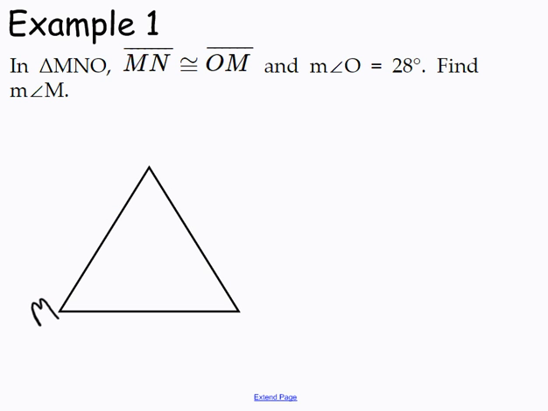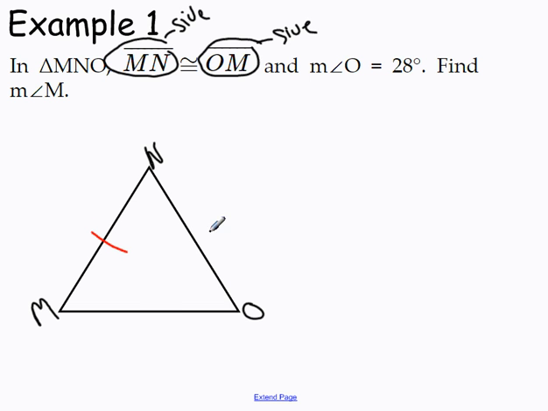And I'm going to label the vertices M, N, and O. And it says the side, so this is talking about a side. The side MN is congruent to the side OM. So I can indicate that with hash marks. I know MN is congruent to OM. So these two sides are congruent, and since those two sides are congruent, I know the angles opposite are also congruent. So I know this angle is congruent to this angle.